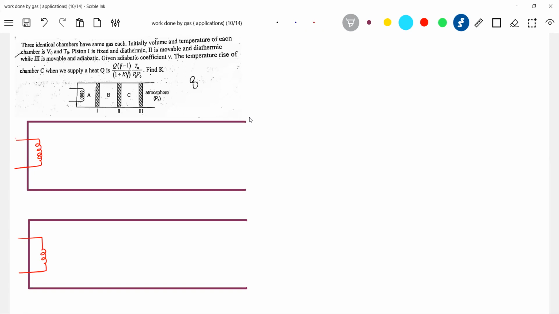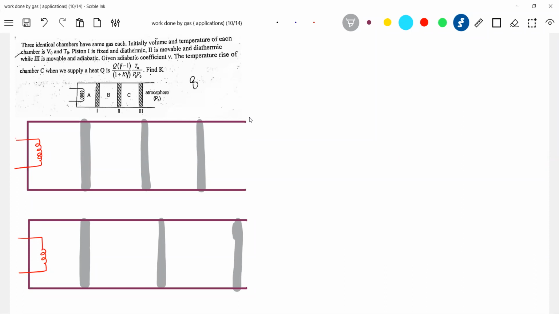Piston one is fixed and diathermic. What do you mean by diathermic? Okay, piston one is fixed and it is diathermic. I'm not showing it being displaced. It is there only. Piston one is fixed and diathermic. Two is movable and diathermic, whereas three is movable and adiabatic. I'm just making a guess. Maybe finally it will look like this.